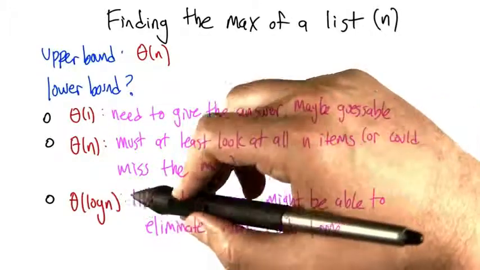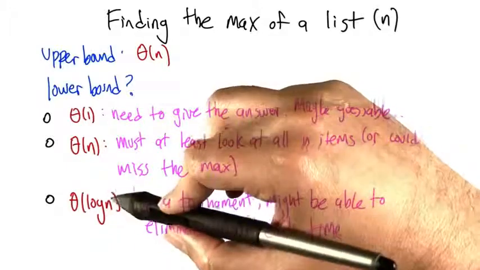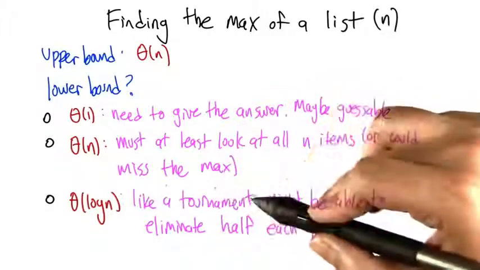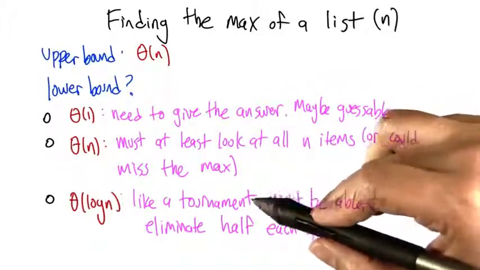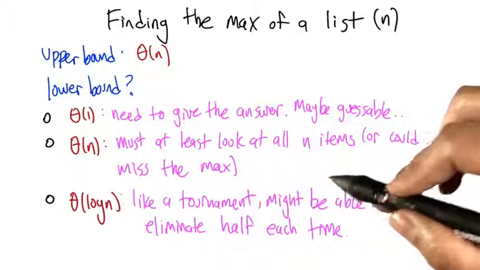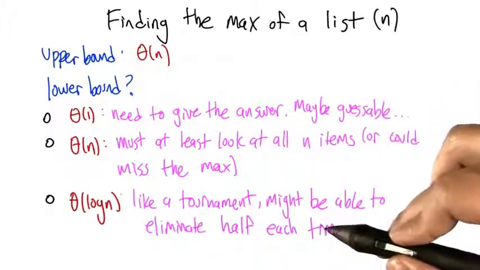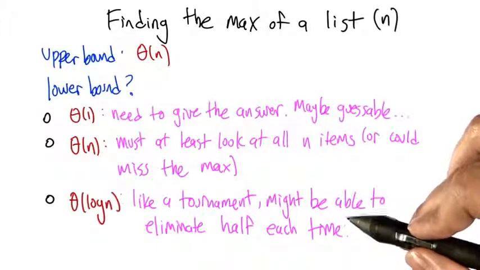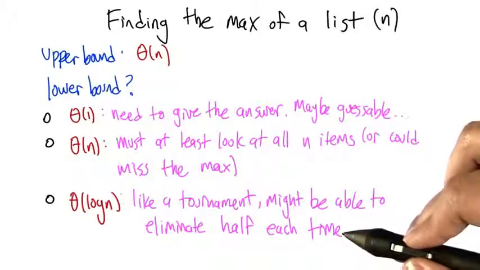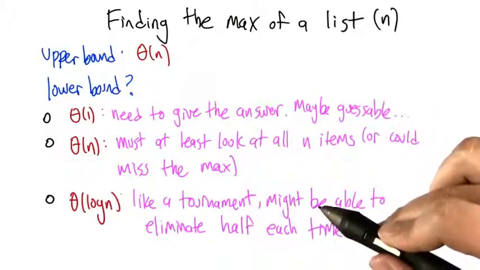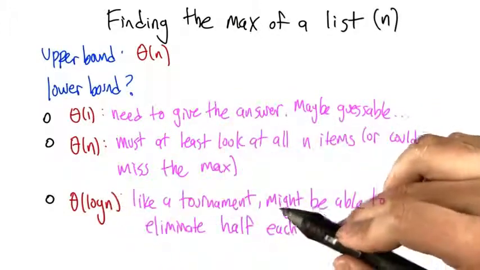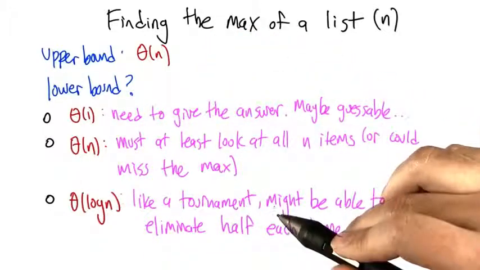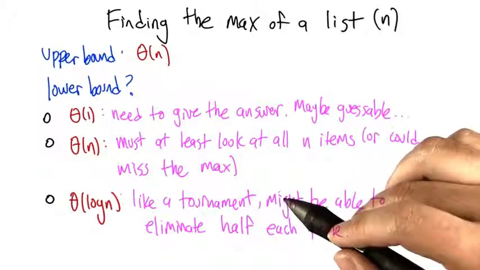All right, another argument might be something like this. We have a lower bound of log n for the problem because finding the max is sort of like finding the winner of a tournament. You have to compare values against other values, and we might be able to actually eliminate half each time. And if we could do that, then the number of rounds that it would take before we have a winner in a tournament of n individuals, in a single elimination tournament, it's log n. So which of these do you think is the best argument in terms of a lower bound for finding the max?